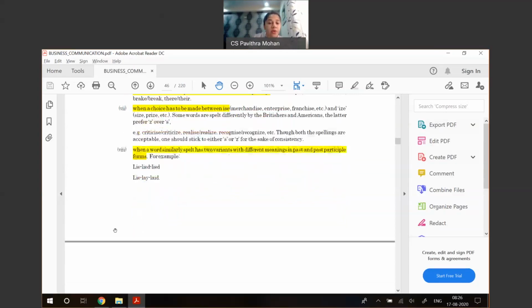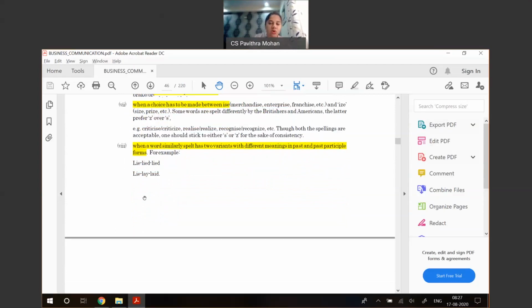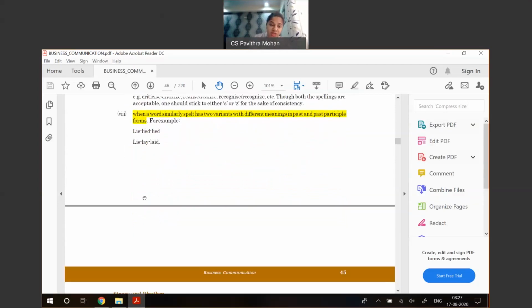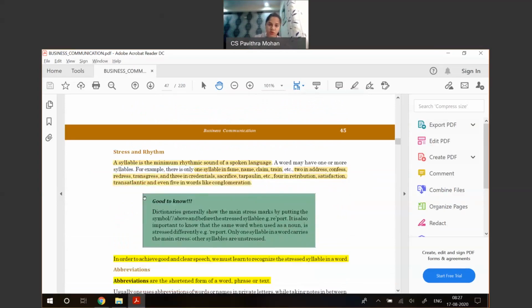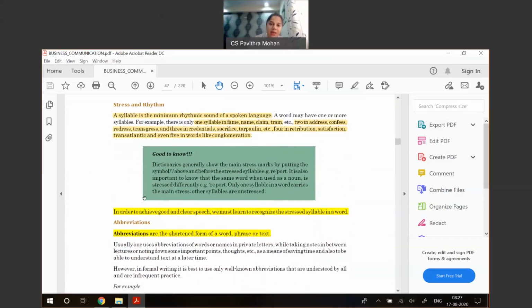Then you have words similarly spelled that have two variants with different meanings in the past and past participle forms, that is lie, lied, lied, and lie, lay, laid. We did past tense, present tense, and future tense. In that, kindly know how the word is being used. Don't make all these mistakes while presenting any document. Then you have stress and rhythm. Stress and rhythm is something where we have to understand the syllable, the minimum sounds of a spoken language.